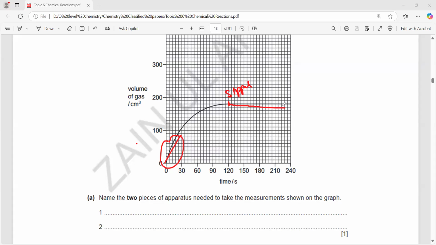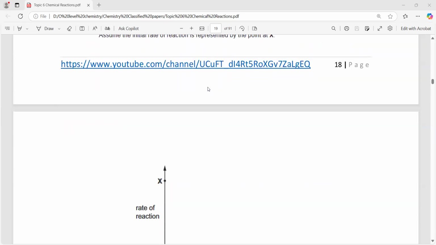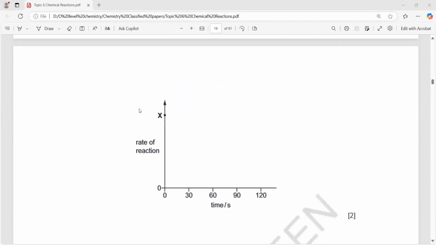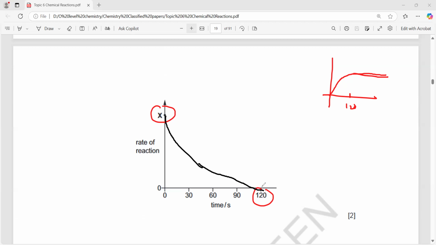Now we have to draw a graph for rate and time. So in the beginning, the rate is highest. So it will start from X that they mentioned. Where will it end? At 120, because in the question, the volume graph became a horizontal line after 120. And it is not a linear graph. It is a curve, because in the beginning the reaction is fast and then the reaction slows down with a different rate. So we draw a curve starting from position X till we reach 0.